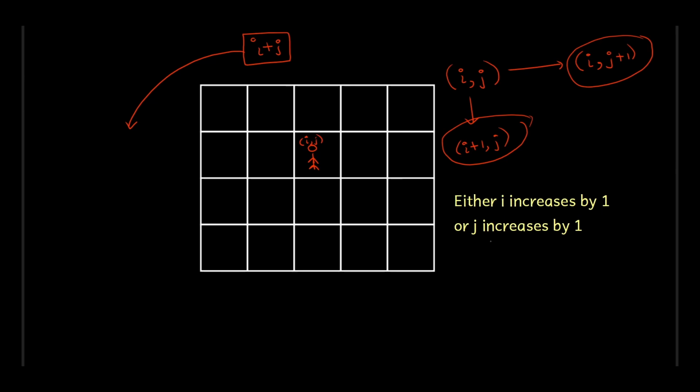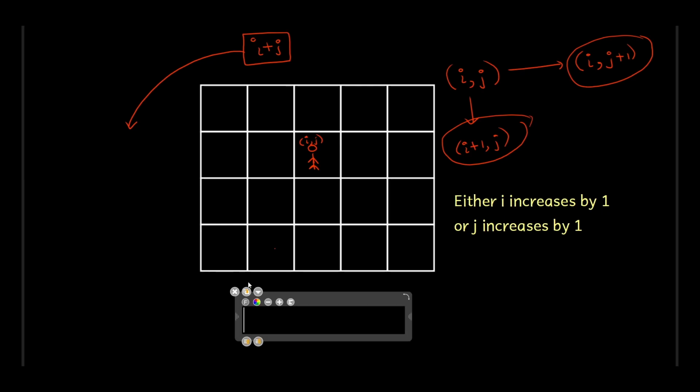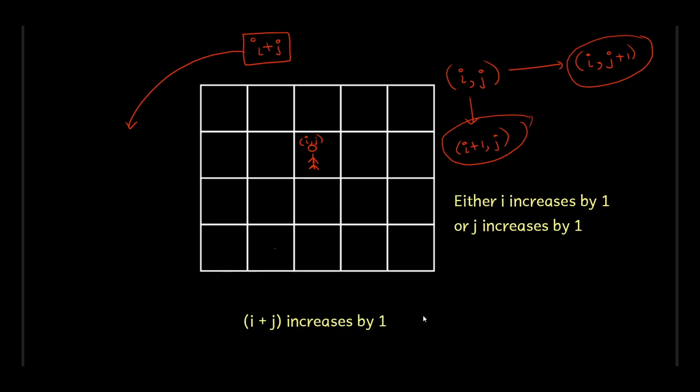So instead of saying that either I increases by 1 or j increases by 1, can you see why it is identical to just say I plus j increases by 1? So now what do we do with this interpretation? We know that in each movement that you make, I plus j will necessarily increase by 1. Okay, that's fine. But now what does I plus j look like on a grid?